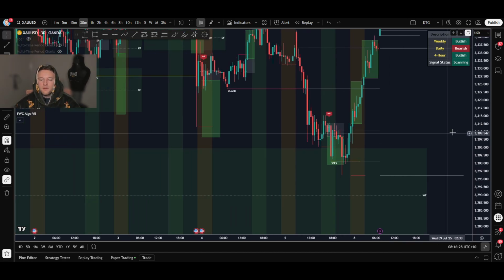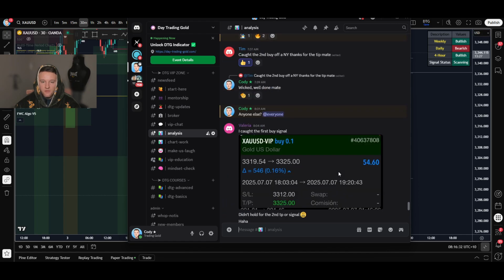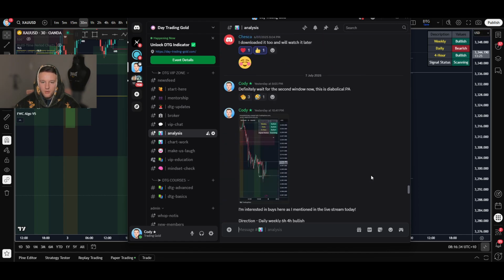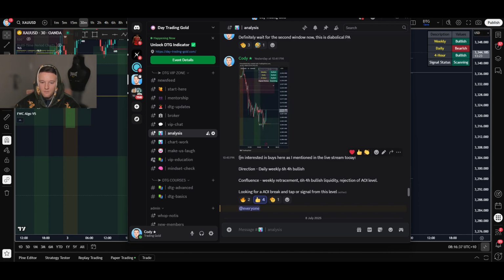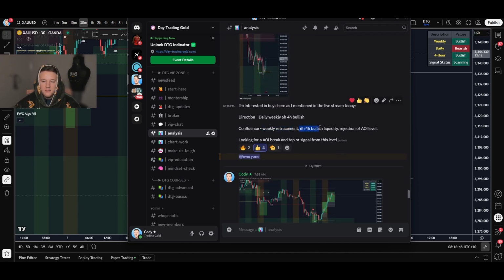I'll move on, right? Then in the Discord, in the analysis section, just before I went to sleep last night, I posted, I'm interested in buys here, as I mentioned in the Discord live. Right, I was talking about this in the Discord live stream today. We have direction: daily, weekly, 6-hour, 4-hour bullish. Confluence: weekly retracement, 6-hour, 4-hour bullish liquidity, rejection of the AOI. Right, so this was all confluence. This is 1, 2, 3, 4 points of bullish confluence here, aligning with the bullish direction.